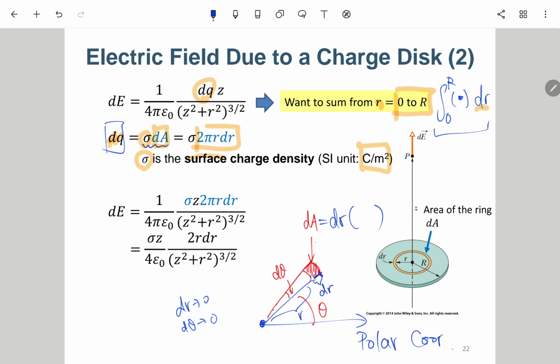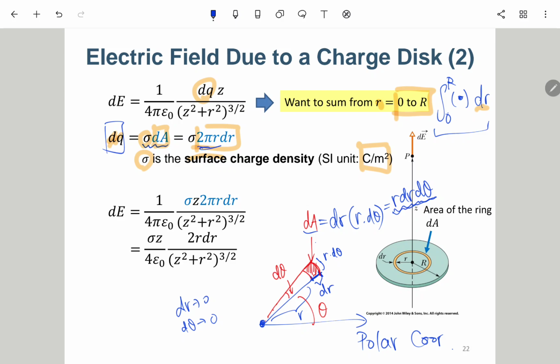Okay, so for this part, this length will be r times d theta. R times d theta will be the length of this part, the width of this rectangle. So this dA is actually r times dr d theta. Generally, dA in polar coordinates will be r times dr d theta. But this is not the expression we have yet.